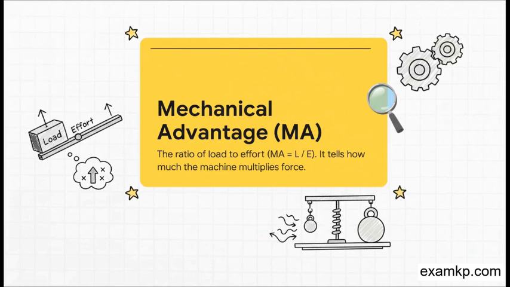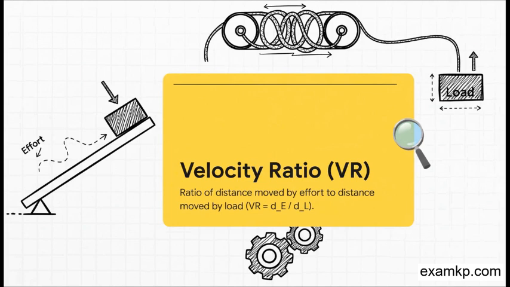But there's always a trade-off, right? You don't get that amazing strength for free. You pay for it with distance. And that's what the velocity ratio, or VR, tells us. It's the ratio of how far your hands move, the effort distance, to how far the load actually moves. So you might have to pull a lot of rope just to lift a box a little bit.